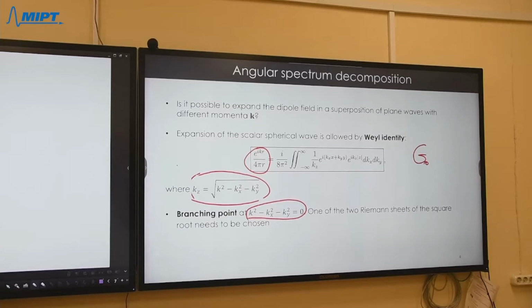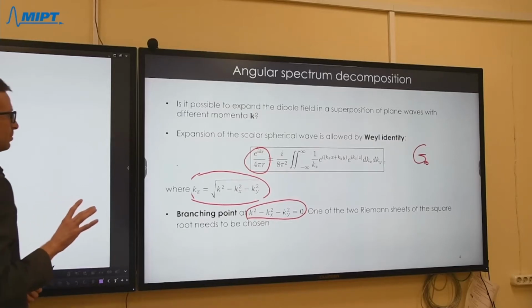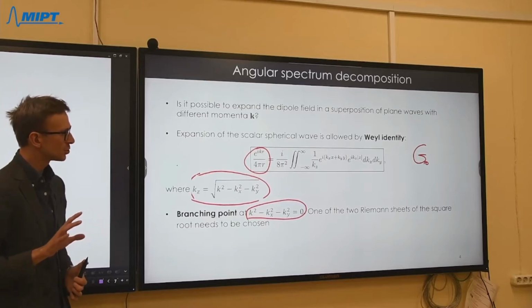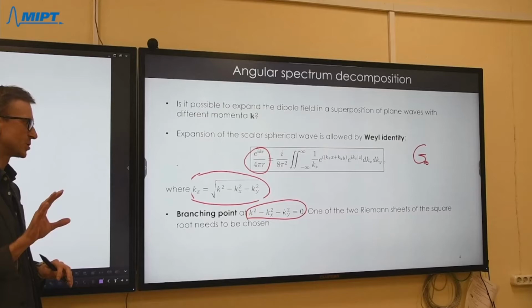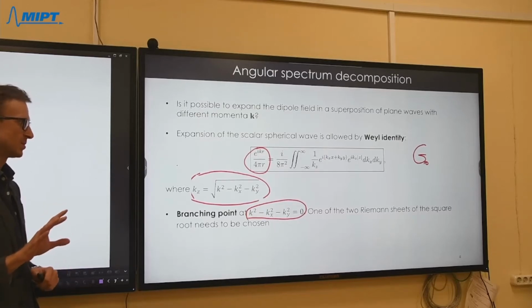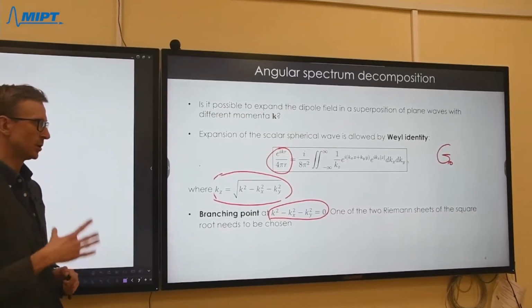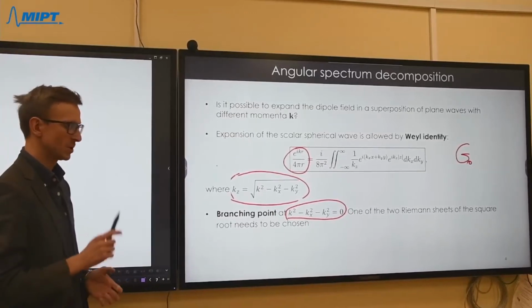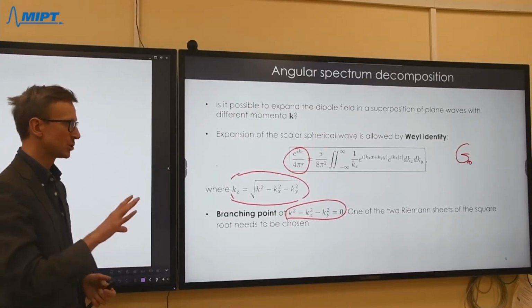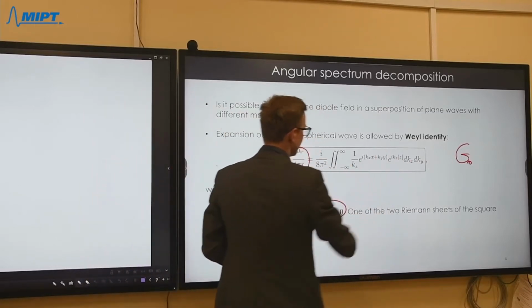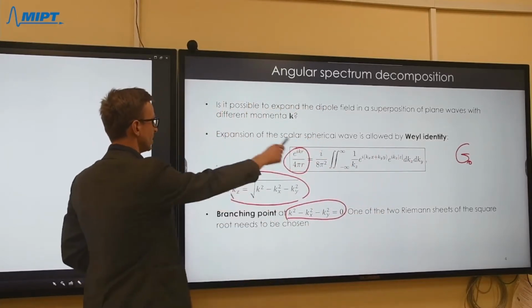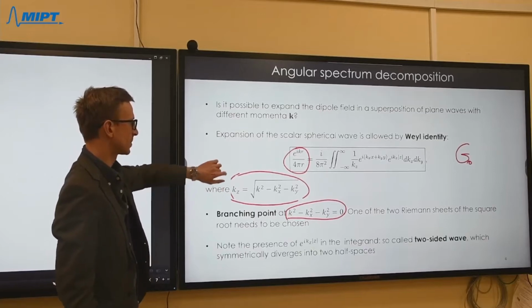That determines two possible Riemann sheets of the square root function. As you know from previous lectures, these branching points and the choice of Riemann sheets need to be dealt with very accurately. We're going to have to choose only one, and on the next slide I'm going to show you which of these two sheets we need to choose in order to obtain a physically correct expansion of the outgoing spherical wave.